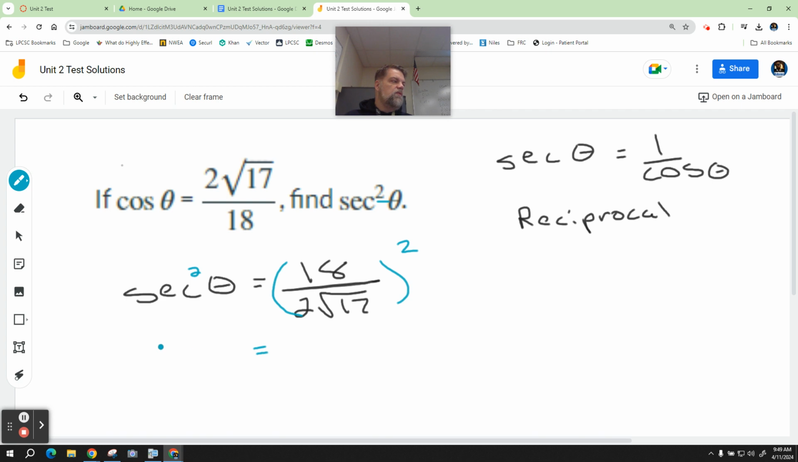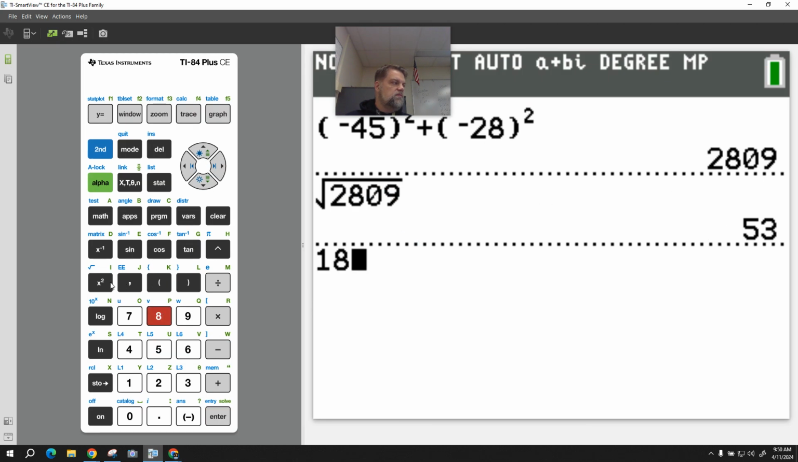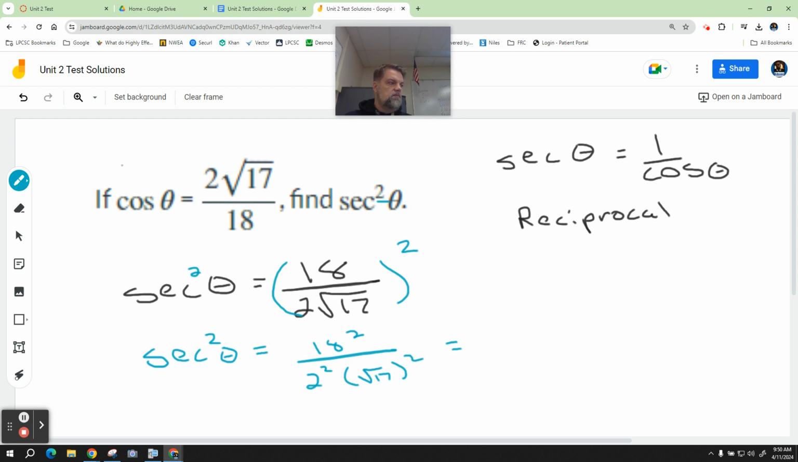So then, what do I do there? Well, on my next line, I've got secant squared of theta is equal to 18 squared all over 2 squared times the square root of 17 squared. Well, what's all that stuff? Well, let's find out. We've got 18 squared, 324, all over 2 squared, which is 4, and then times 17.